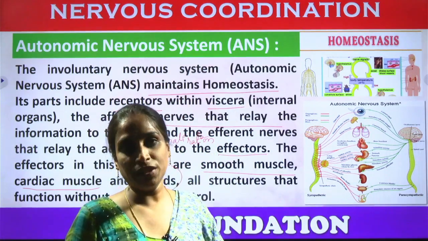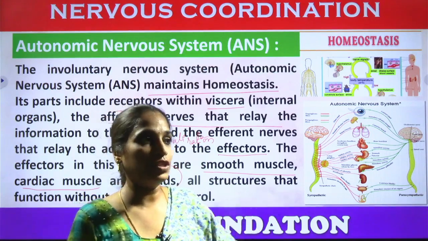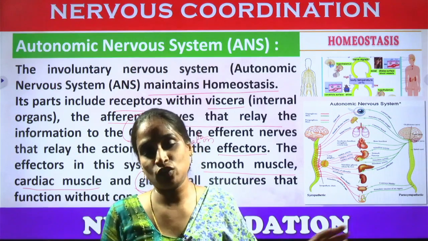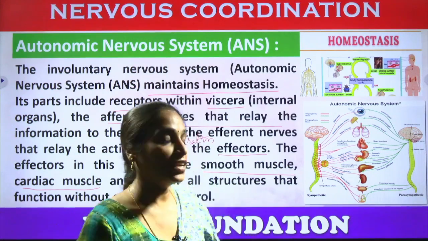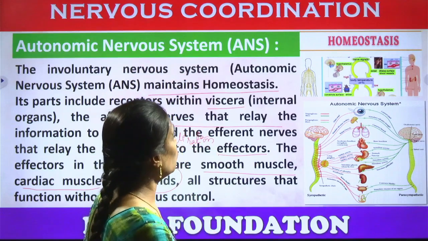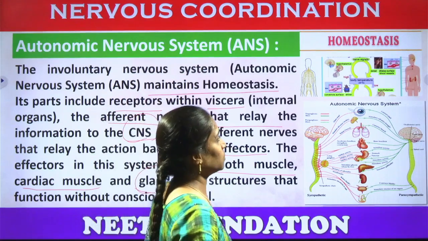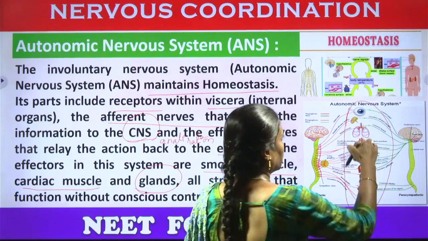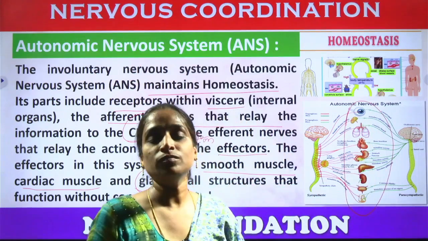Maintenance of the body temperature. As we go to different kinds of climatic conditions, the body temperature will always be constant, right? That is being maintained by homeostasis. Okay, next one is the different organs which are involved with the neurons.